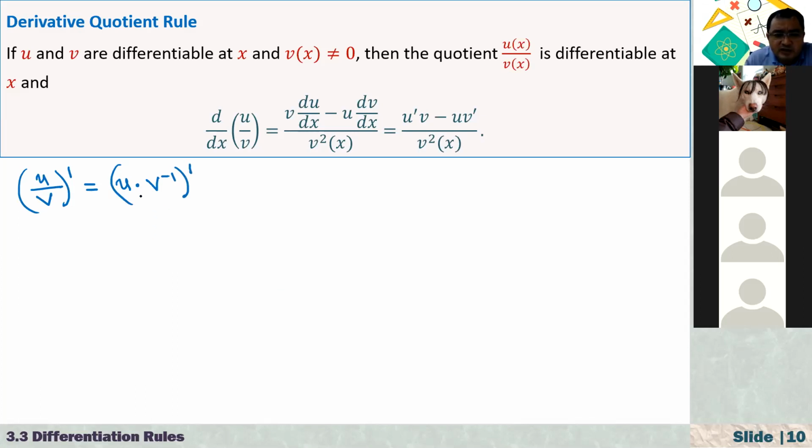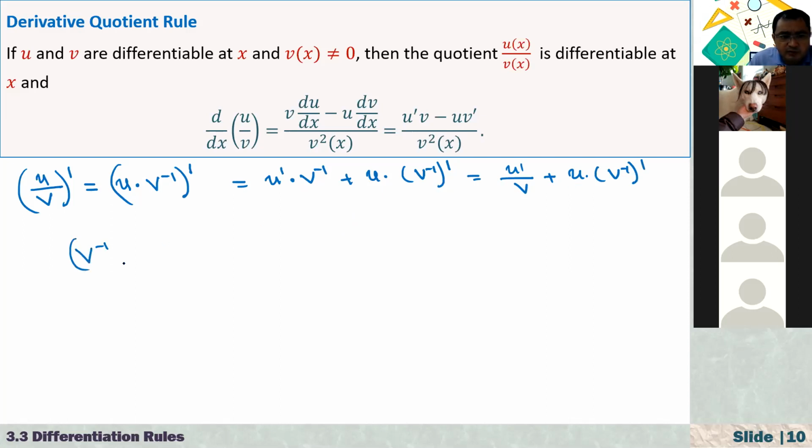Now it just becomes the product of two functions, which is equal to u prime times v to the power of negative 1 plus u times (v to the power of negative 1) prime. For the first part, it's just u prime over v. The second one is u times (v to the power of negative 1) prime. So how do we calculate this?